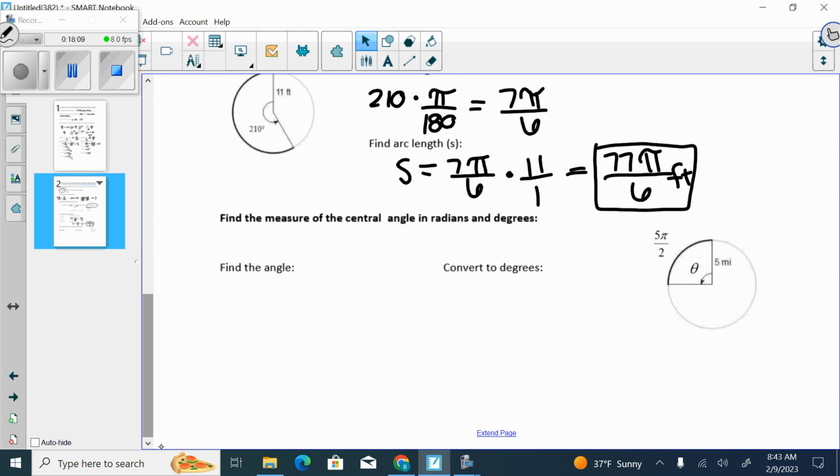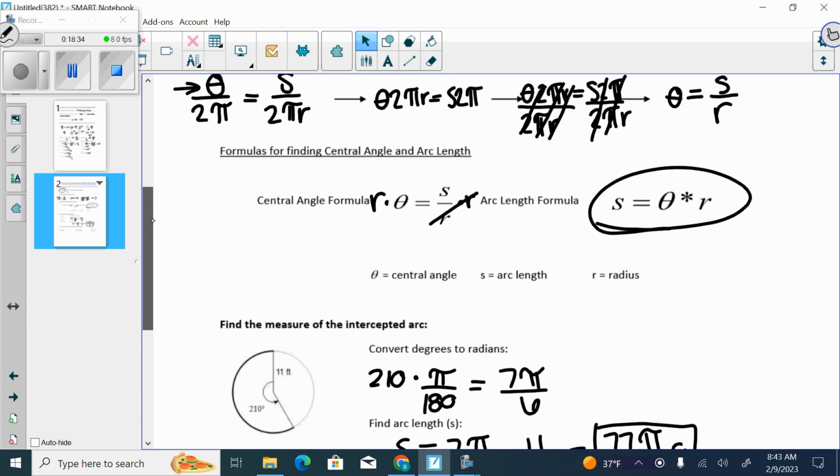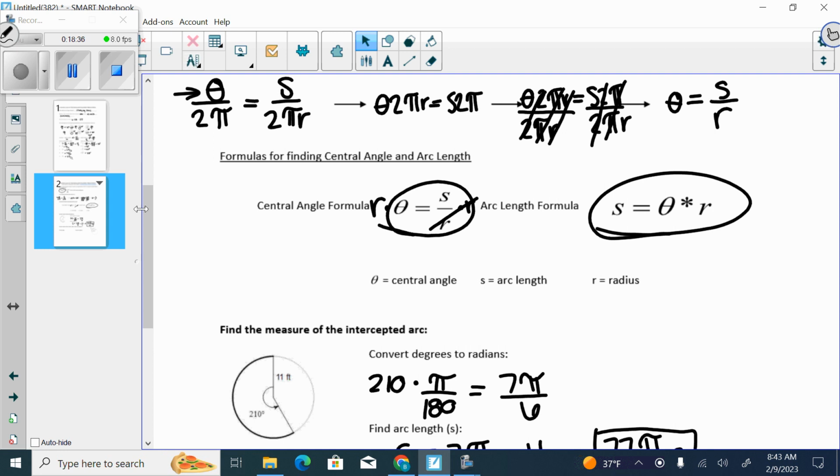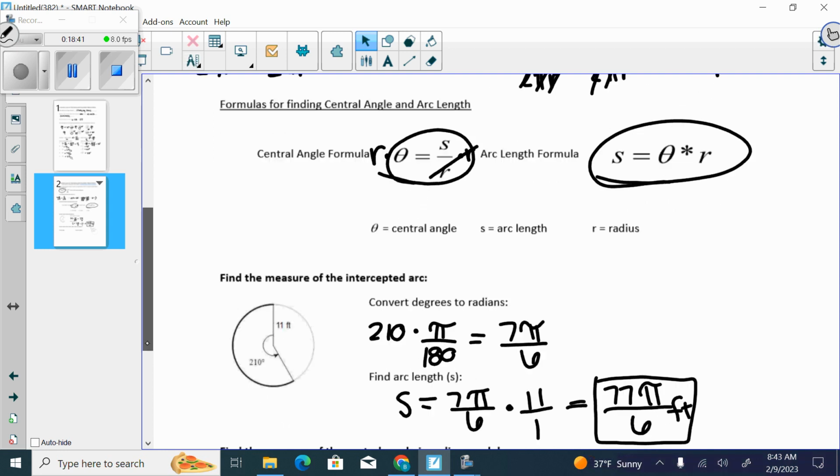Okay. This time it says find the measure of the central angle in radians and degrees. Okay, so first I'm going to go ahead and find it in the form that it was given to us. So was it given to us in radians or degrees in the picture? Radians. Okay, so we use the same formula that we just did, but whenever we're looking at finding the angle, remember we're going to manipulate it to look like this one. Theta equals S over R, right? Because this time I'm looking for the angle.